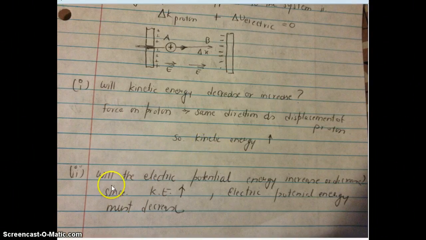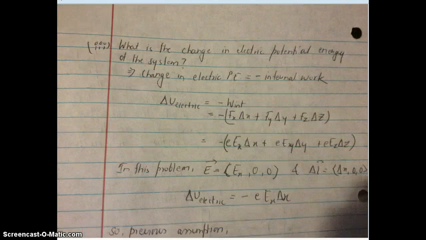And number 2 says, will the electric potential energy increase or decrease? From the previous problem, we know that since the kinetic energy increases, the electric potential energy must decrease. And the next question says, what is the change in electric potential energy of the system? We know that the change in electric potential energy of the system equals the negative of the internal work, in this case, the work done on the proton by the uniform electric field inside the capacitor.